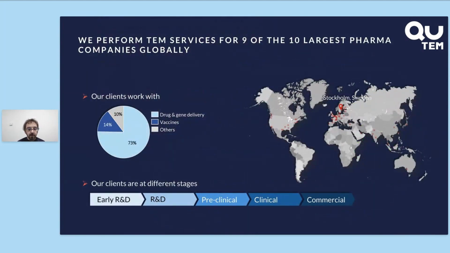If you look at our customers, we have customers all over the globe, mainly in the Northern Americas and Europe regions. Our clients are mainly working in the life science and pharmaceutical areas, working with drug and gene delivery as well as vaccines. And the good thing about electron microscopy is that it can provide support through the whole development and production phase of drugs, all the way from research and development to the batch release. And we typically like to accompany our clients all the way.